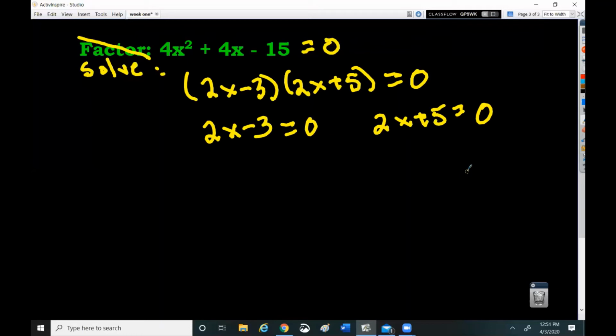So, Dominic, solve this one for me. What do we do first to get x by itself? You remember? Isn't it 3? Add 3 to both sides. So that's going to cancel out.